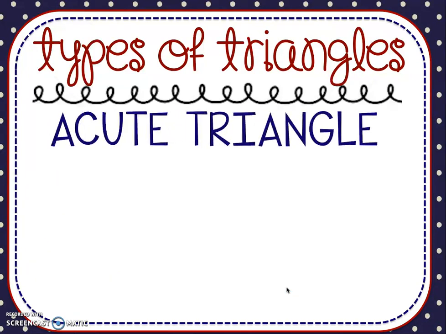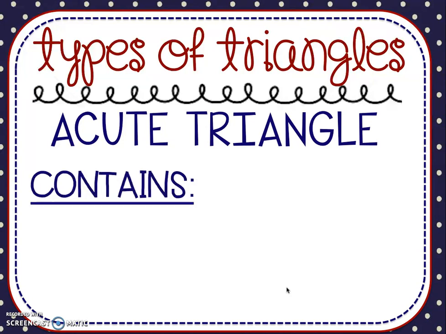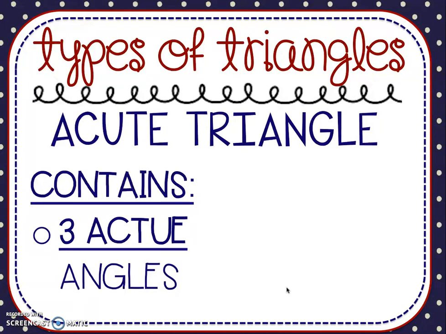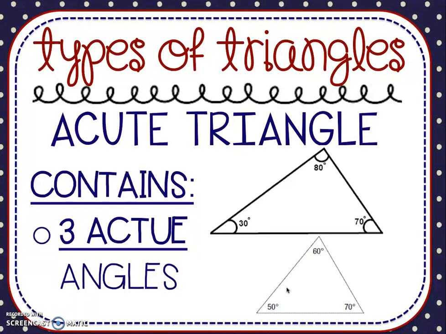The next one we're going to talk about is an acute triangle. Now, an acute triangle just means that it has three acute angles, or all of the angles are acute. So if you look at these, all of these are acute. We know they are because they're less than 90 degrees. Same thing with this one. All of our angles are less than 90 degrees. Therefore, it is an acute triangle.